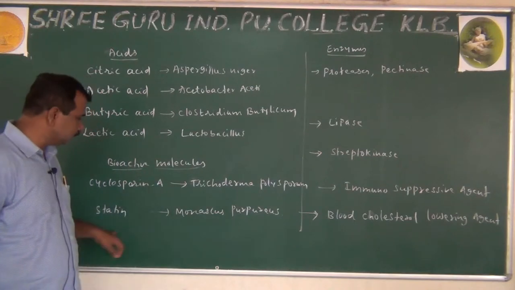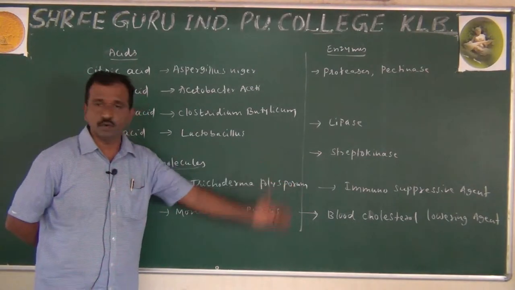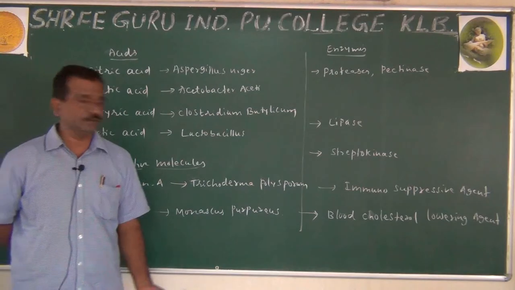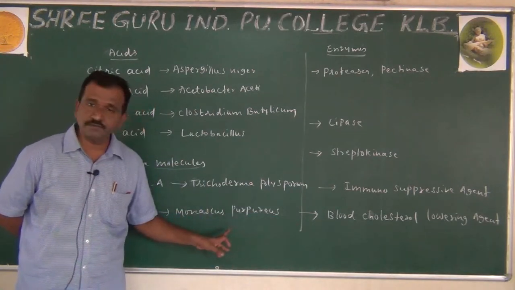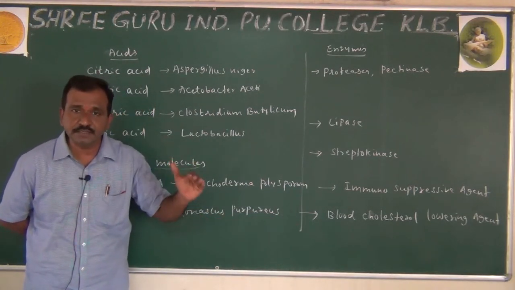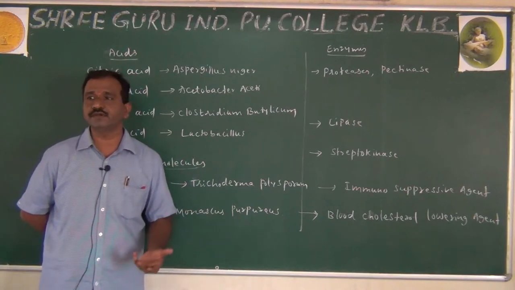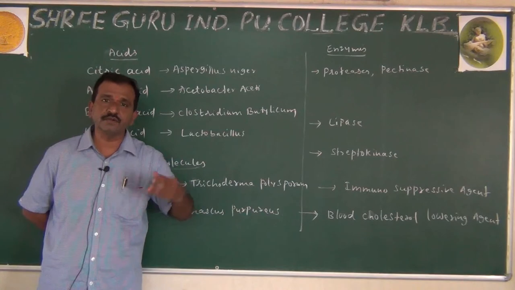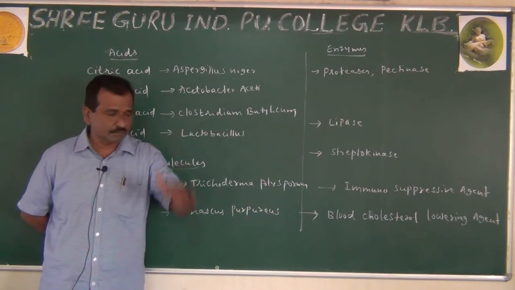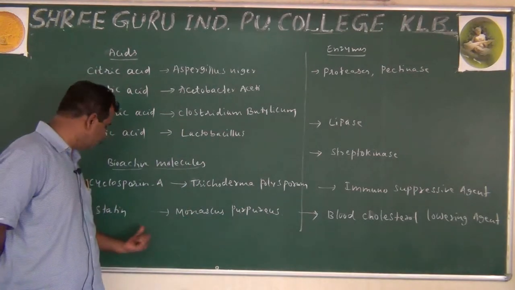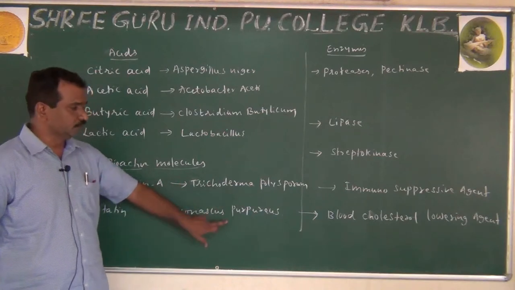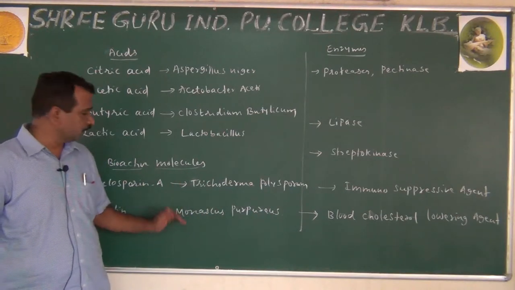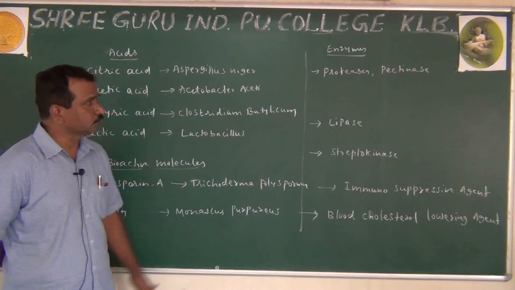Then next, statin is a blood cholesterol lowering agent. It mainly inhibits the enzyme which is essential for the rise in blood cholesterol, thereby lowering it, so we use statin. Statin and cyclosporin A are the bioactive molecules.